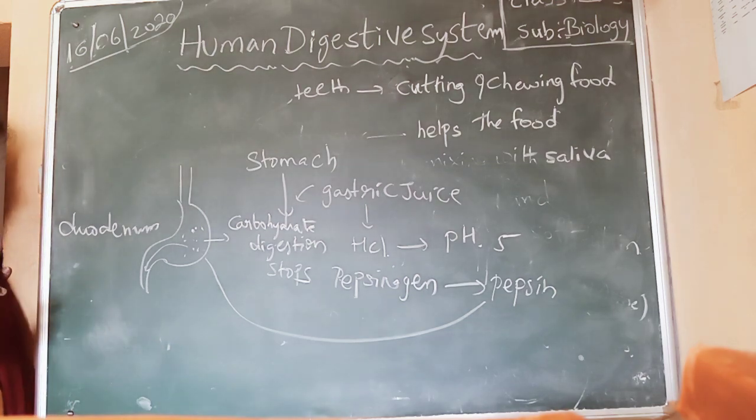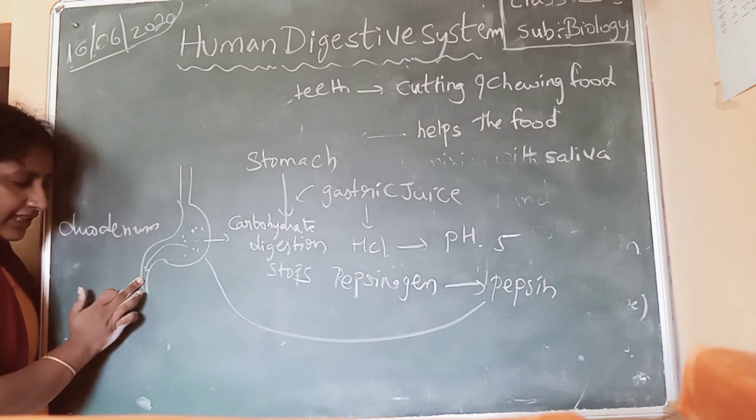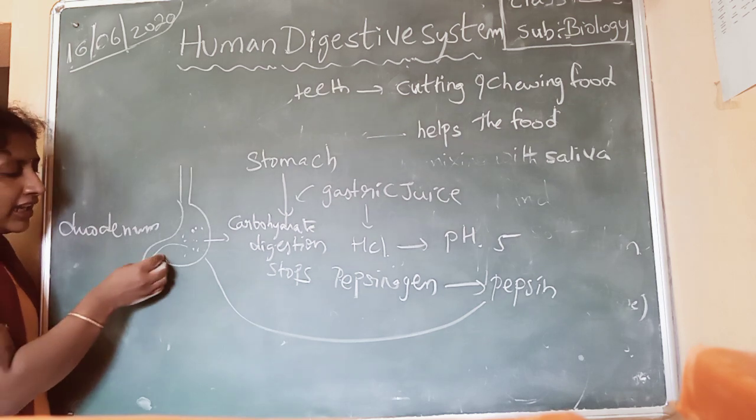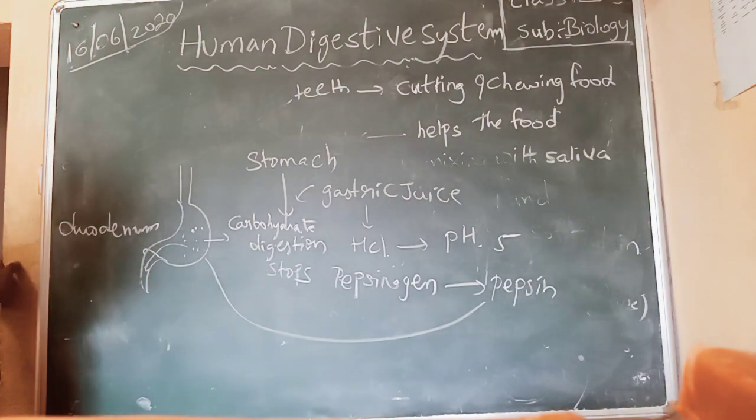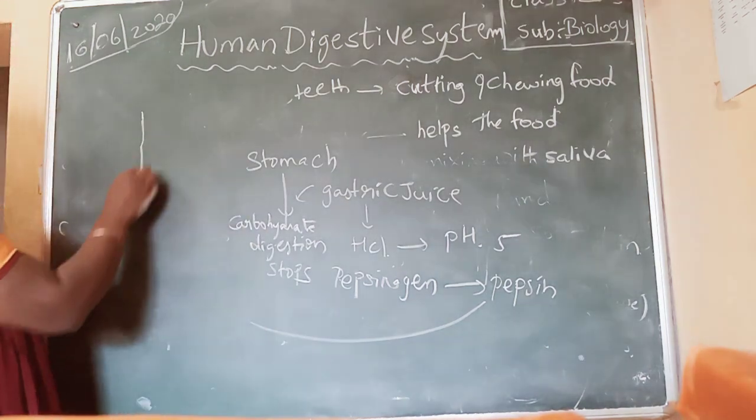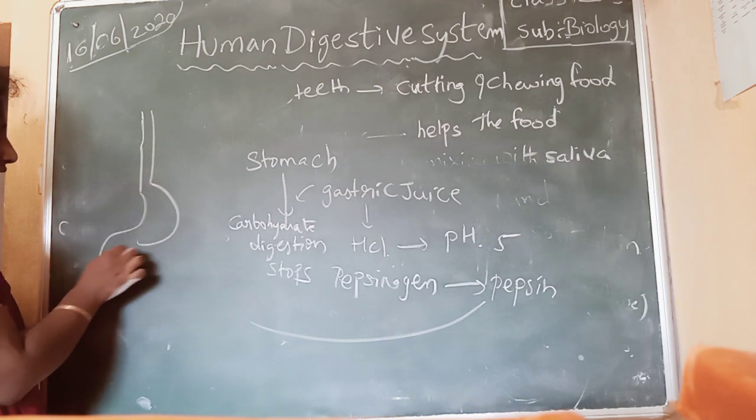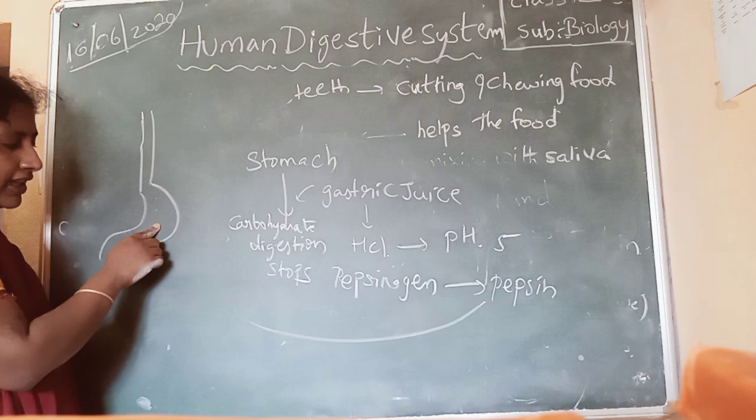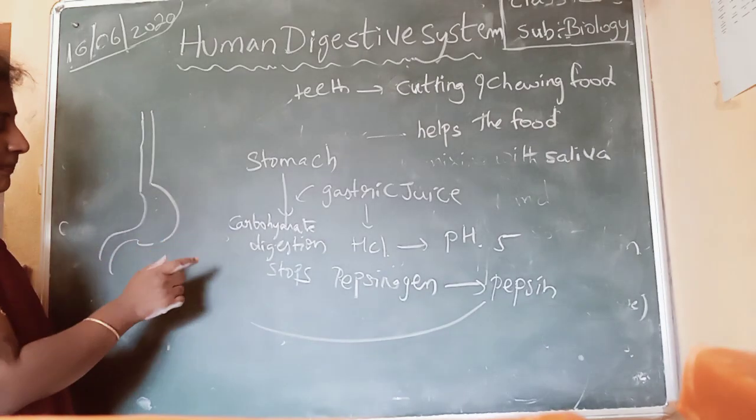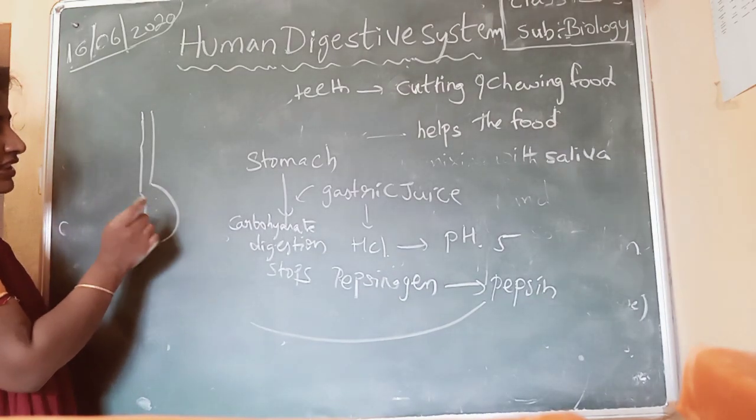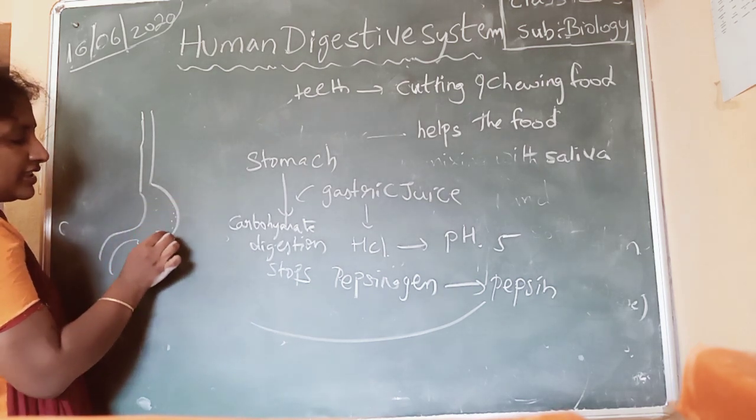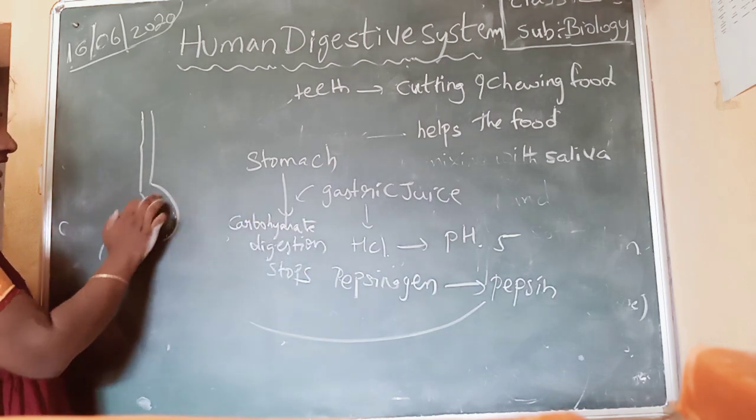While the food is entering into the duodenum, the entire food will not enter at once. Here another sphincter muscle will be present. Now this is our stomach. The food has been digested here: proteins are digested, but carbohydrates are not digested in the stomach. The stomach secretes gastric juice whose pH is 5. Pepsinogen is the enzyme present in the stomach which becomes active due to HCl, and it digests the proteins.